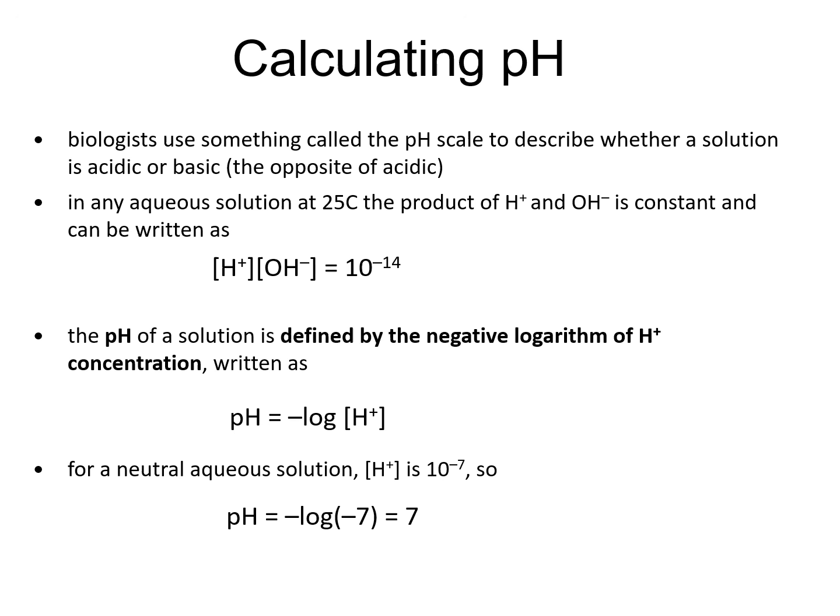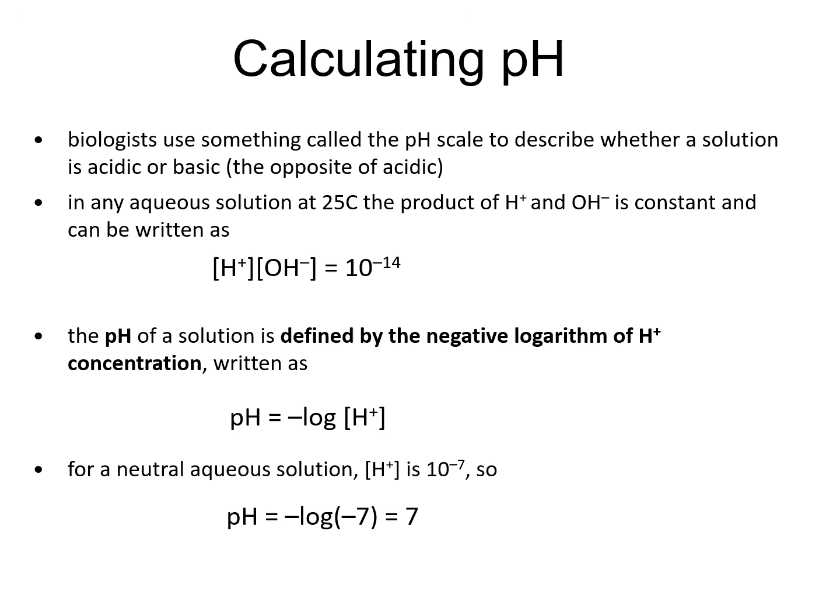Biologists use something called the pH scale to describe whether a solution is acidic or basic. Now, basic simply means you are the opposite of acidic. In any aqueous solution at about 25 degrees Celsius, which is room temperature, the product of a proton and a hydroxide ion is constant. You can write it as the concentration of hydrogen ions times hydroxide ions is 10 to the minus 14.